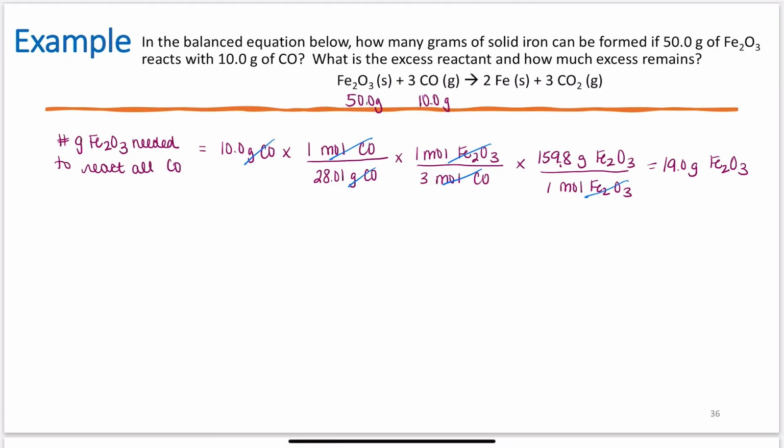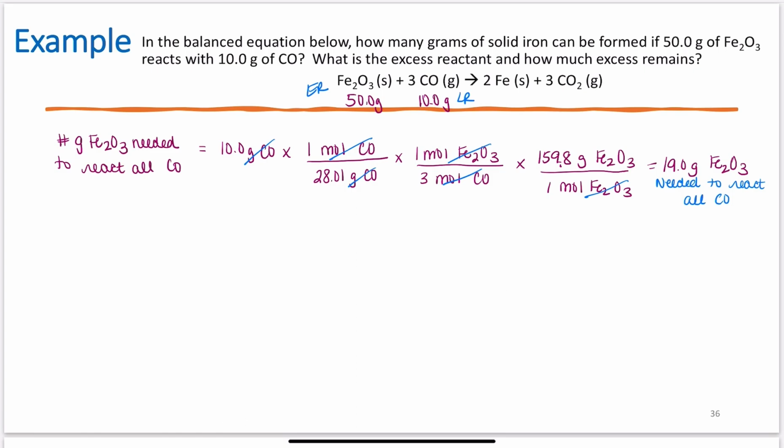Remember what that means. That means 19.0 grams of Fe2O3 are needed to react all of my carbon monoxide. So I asked myself, do I have enough? And the answer is yes, I do. I have 50 grams, which means my Fe2O3 is my excess reactant, and my carbon monoxide is my limiting reactant. So the carbon monoxide is going to limit how much product can be produced.